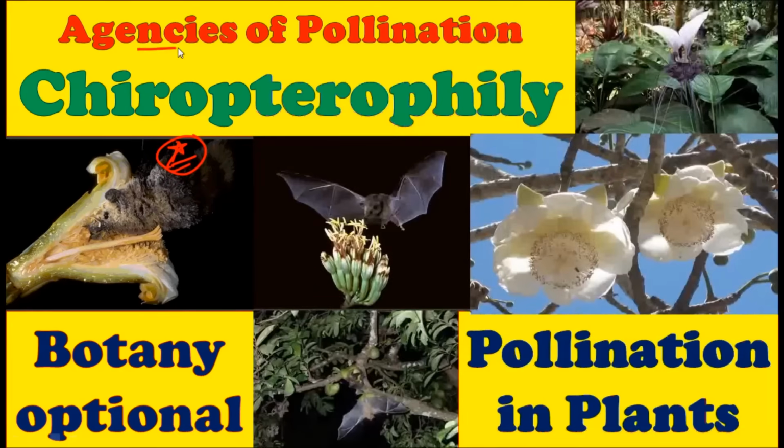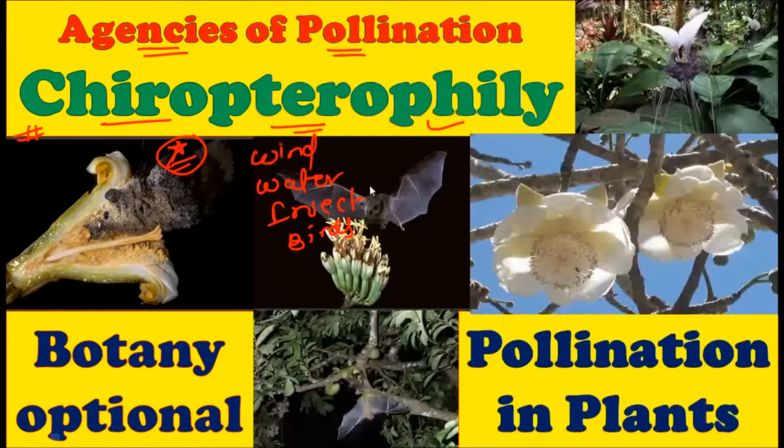Today we are again continuing the agencies of pollination, and in this particular video we are going to focus on Chiropterophily. Now as you know, we have seen many pollination types in which we previously examined pollination by using wind, pollination by using water, pollination by using insects, and pollination by using birds, right? So in this particular video we are focusing on pollination by using bats. That is, Chiropterophily is nothing but pollination by using bats. That is, bats are used to transfer pollen grains from one flower to another flower.